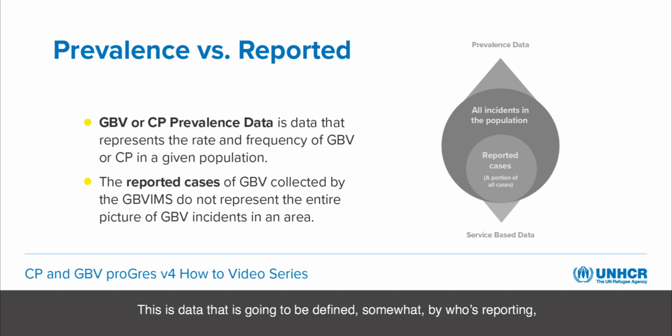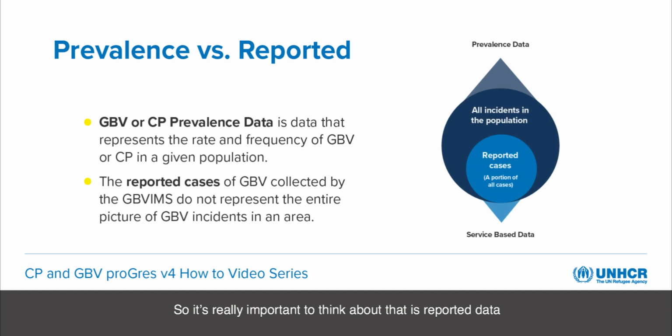This is data that is going to be defined somewhat by who's reporting. It's going to be defined by who is collecting data. So perhaps not everybody who's providing services is collecting data. It's going to be defined by the availability of services. If there are no services, you're going to have big spots in your data.